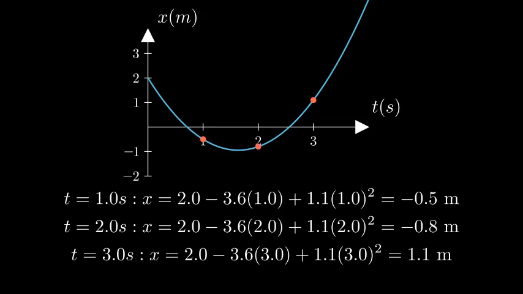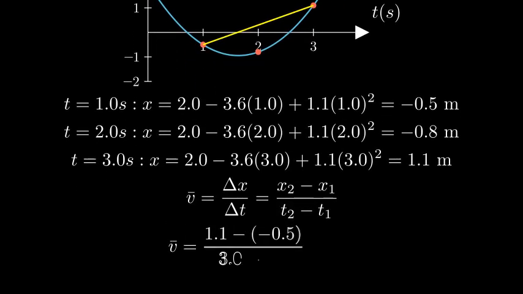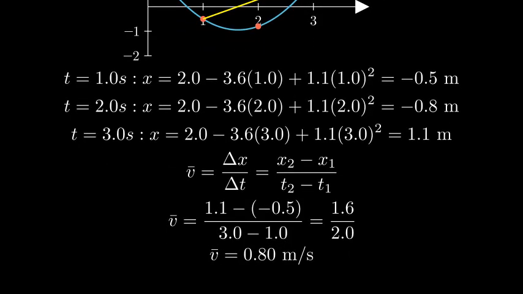For part B, we need to find the average velocity between t equals 1 and t equals 3 seconds. Average velocity is the change in position divided by the change in time. That's 1.1 minus negative 0.5 meters, divided by 3 minus 1 seconds. This gives us 0.8 meters per second.